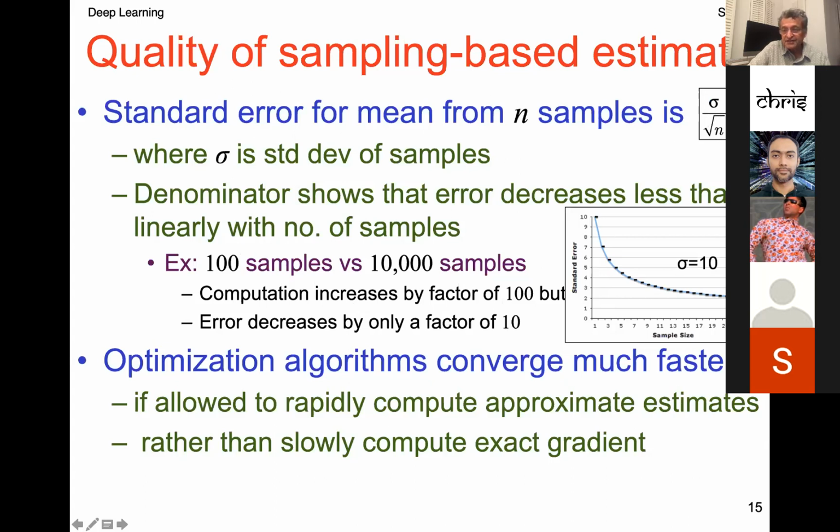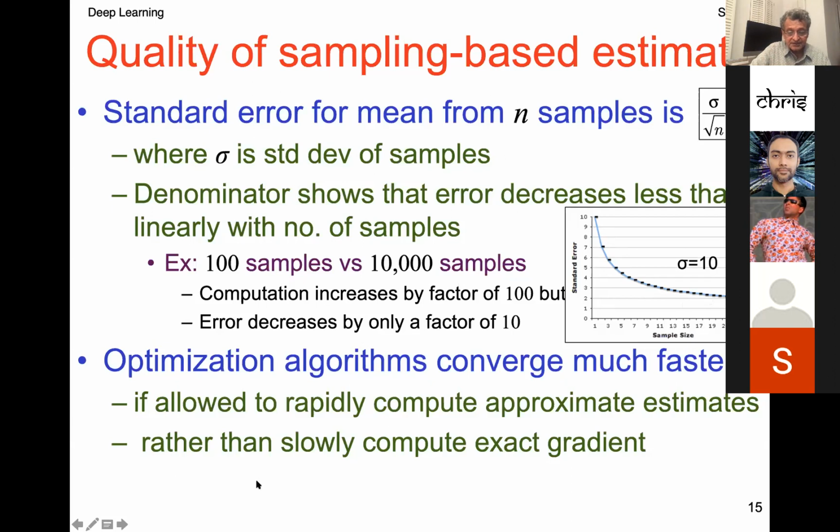All right, so this is the standard error. This is saying, if you're going to be using sampling, and you keep getting more and more samples, you are not doing that much better. It decreases only by a factor of 10, but the computation increases. So you have to do a lot more work to get even a slight decrease. And this is sample size versus standard error. In the beginning it comes down dramatically, and then the changes become very, very small afterwards. So optimization algorithms converge much faster if allowed to rapidly compute approximate estimates rather than slowly compute the exact gradient.